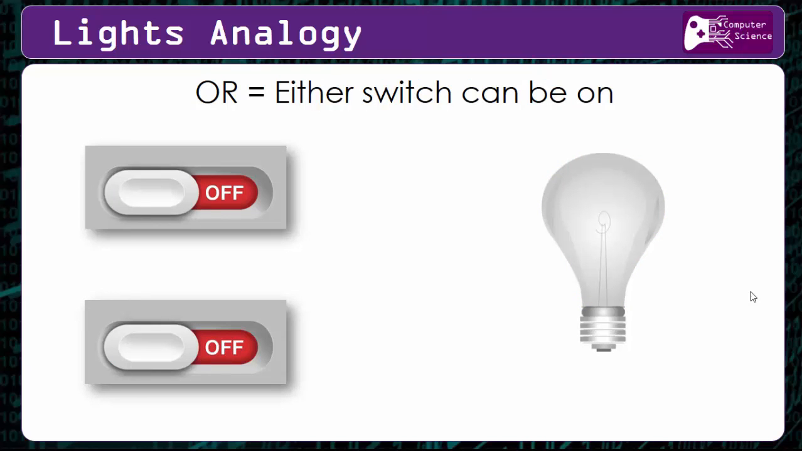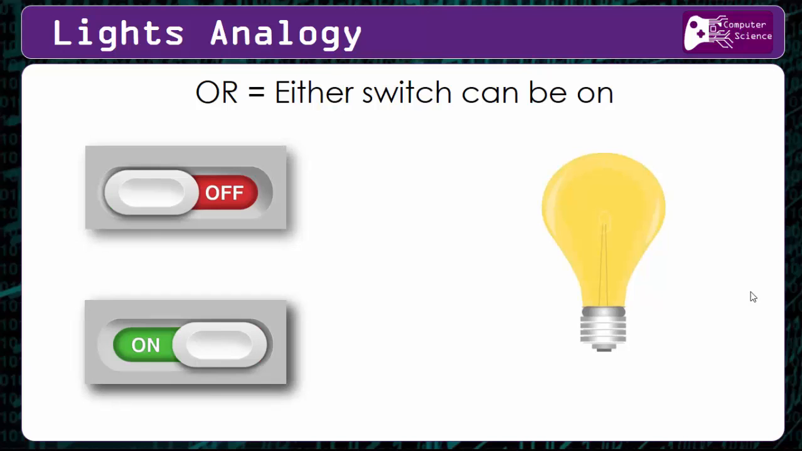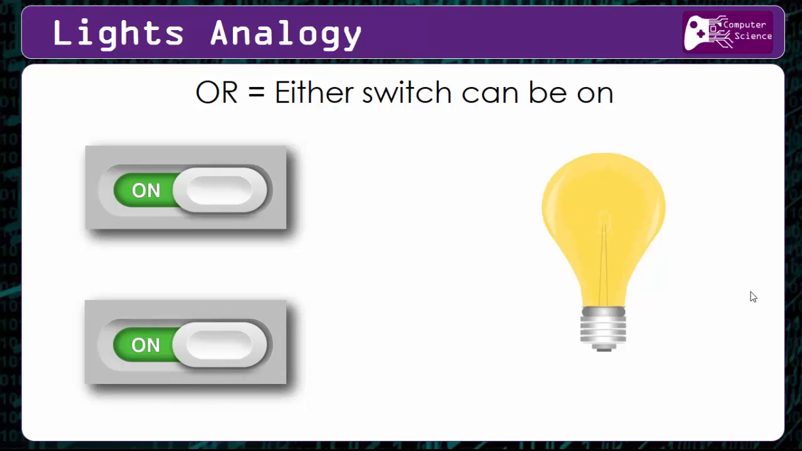So this is an OR logical operator, and in this case either of the switches can be on in order for the output to be on. So the first switch on, the light is on. The second switch on, the light is on, and with both of them, then the light is also on.